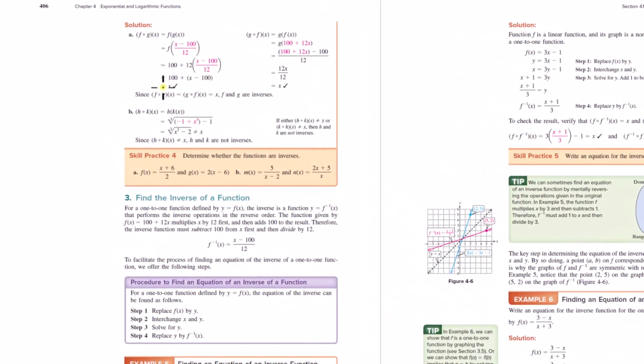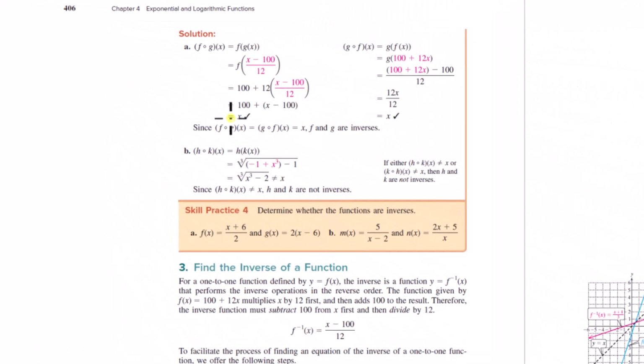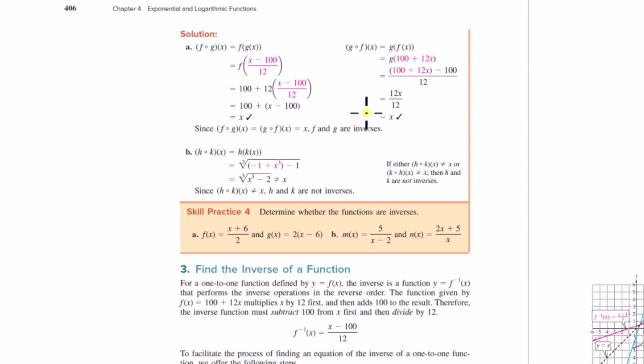F of g of x, you get x. G of f of x, you get x. Now, they didn't check to see if the functions were one-to-one. I guess you don't have to. Let's see, the other problem they did, h of k of x, and they got the cube root of x cubed minus 2. So the functions weren't inverses.